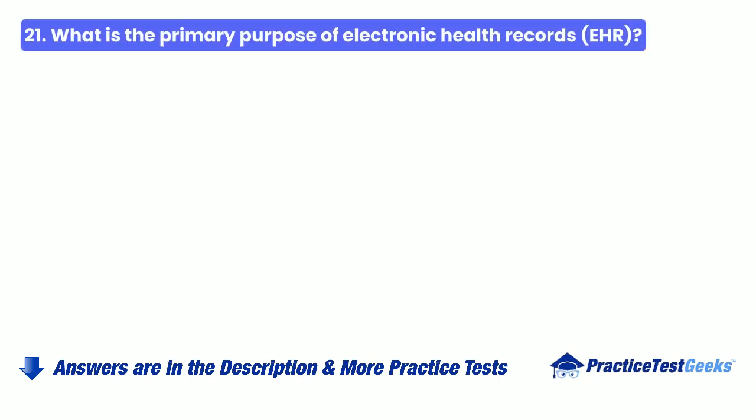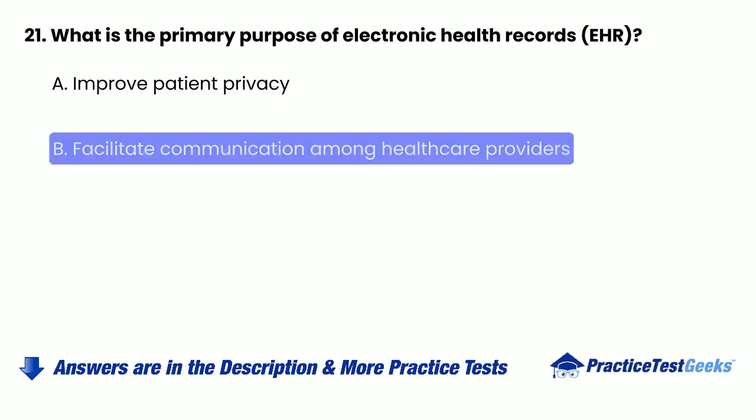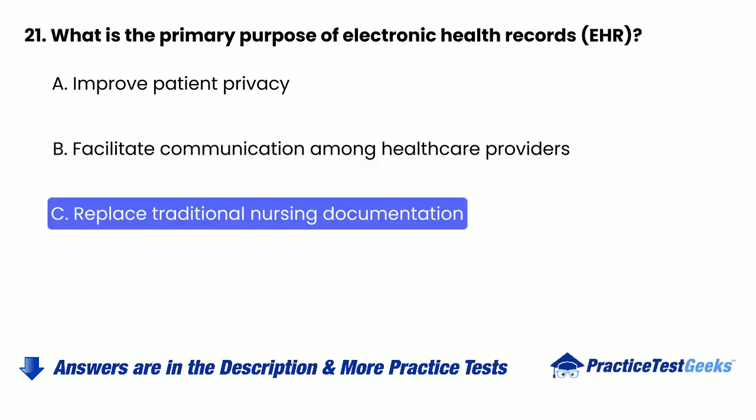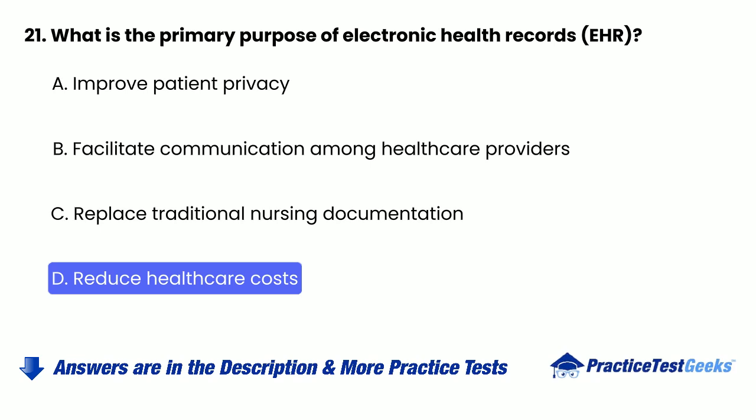21. What is the primary purpose of electronic health records or EHR? A. Improve patient privacy. B. Facilitate communication among healthcare providers. C. Replace traditional nursing documentation. D. Reduce healthcare costs.